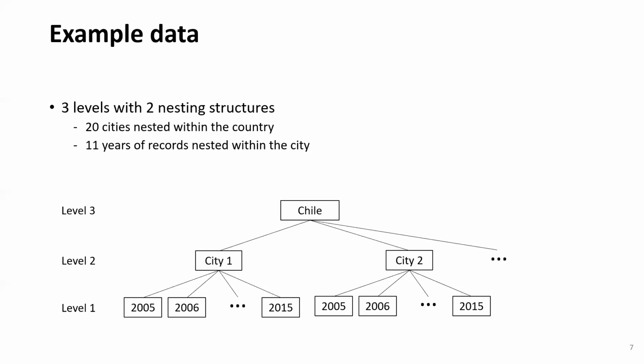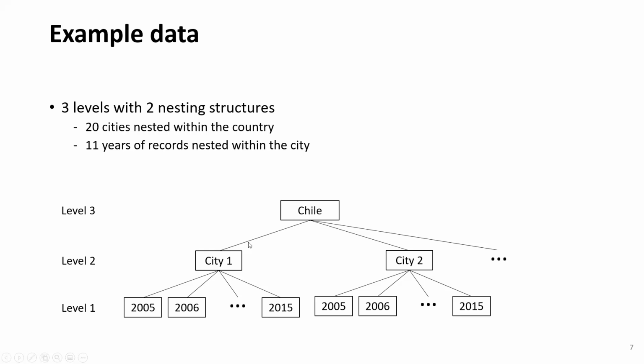Before we go on, let's recap the previous session. Some of you might not have been there, or it has been a month, so you might forget. We have 3 levels with 2 nesting structures. Within Chile, when we do multiple analyses, we have other countries as well. But in our case, we have 3 levels.